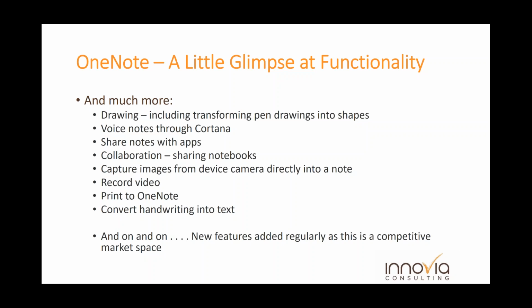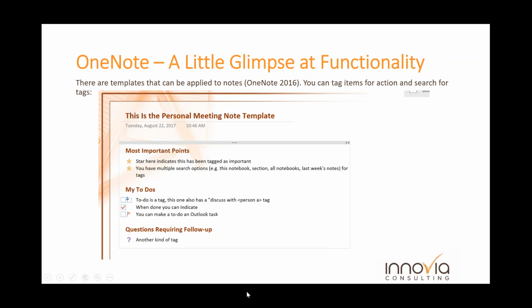On and on, new features are added. It's a very competitive market space. Things I haven't mentioned here are you can link to websites. You can capture images from anywhere. Lots of things you can do with OneNote. So the functionality is pretty rich, and we'll see some more when we get to using OneNote with NAV. So again, not a comprehensive tour, but hopefully that gives you a little feeling about how you can use OneNote.